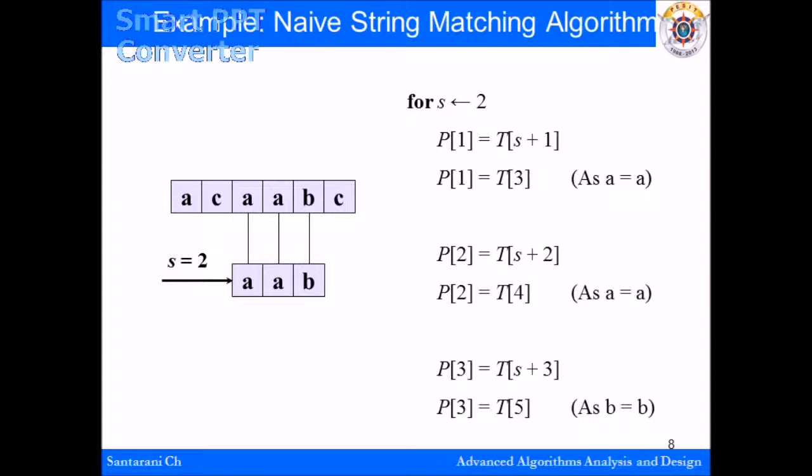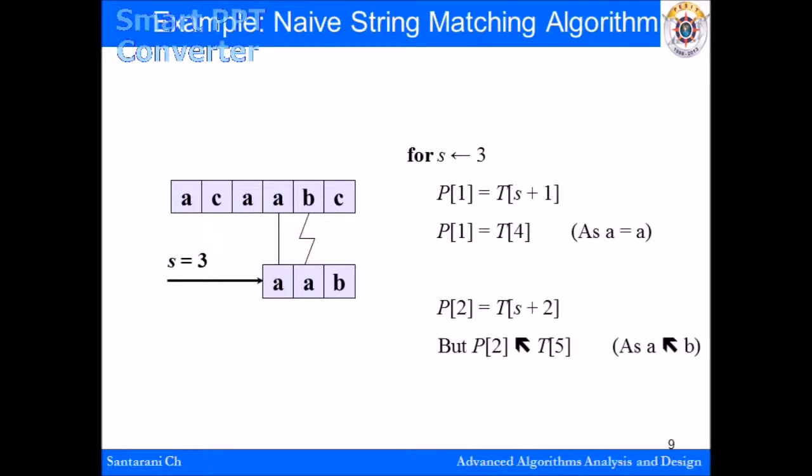But since we have to run the loop for n minus m times, that is 3 times, we continue for s equal to 3. Here the first value in the pattern is compared with T[4], and P[2] is not equal to T[5], hence it is discarded. So finally the output will be: pattern occurs at s equal to 2, and s equal to 2 is hence a valid shift. Others are invalid shifts.